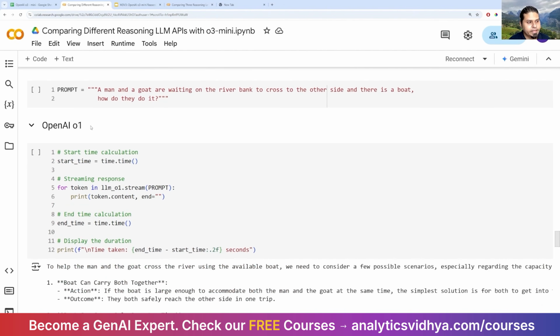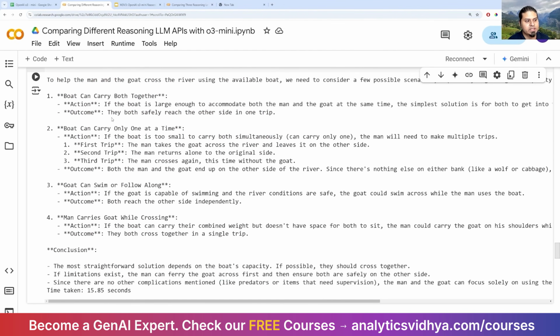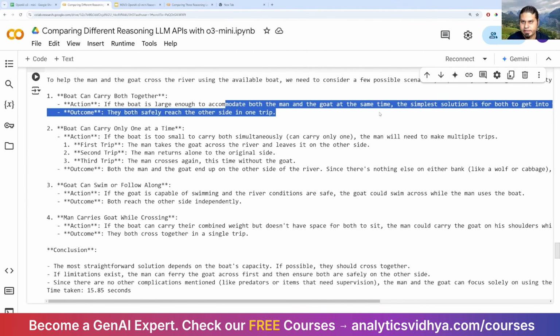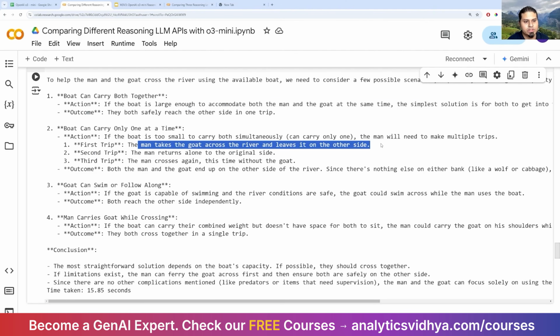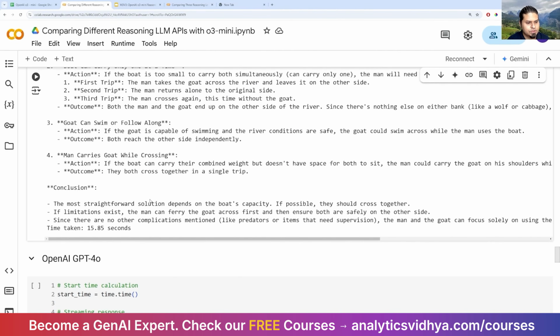And then from OpenAI o1, we get the results, where it starts thinking about a bunch of stuff that, yes, goat can take both the man and the goat to the other side, but again, man takes the goat, leaves it on the other side, returns alone, process again, which again doesn't make sense here. So it does give us the right solution, but it starts overthinking also, and it took around 15 seconds, which is not bad for a complex reasoning model.